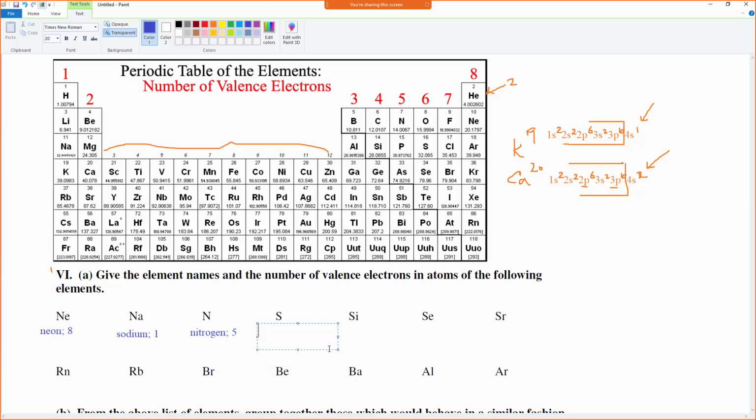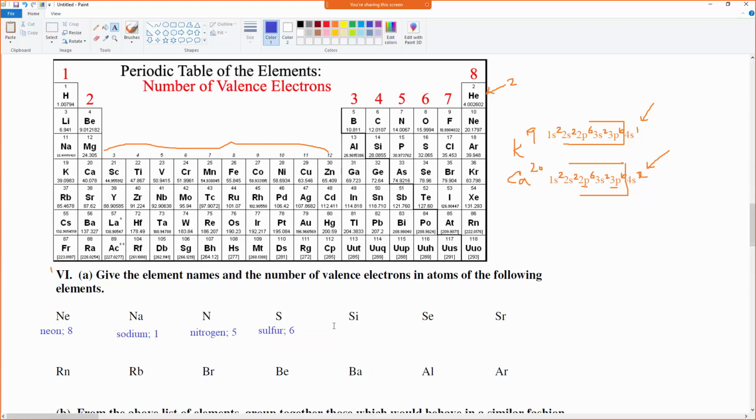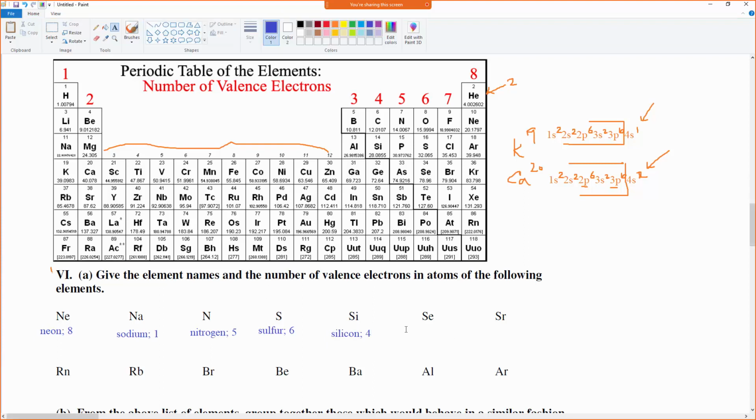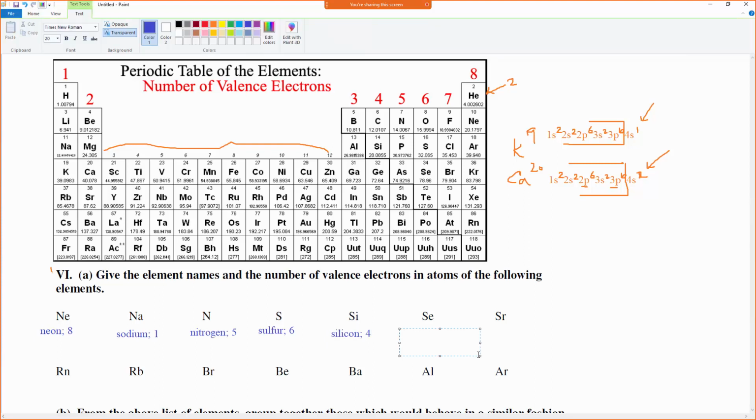All right, what is S? S for sulfur, which has got 6. Perfect. Si, silicon, 4. Good. Se, what's that one?